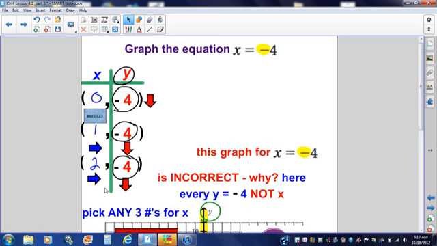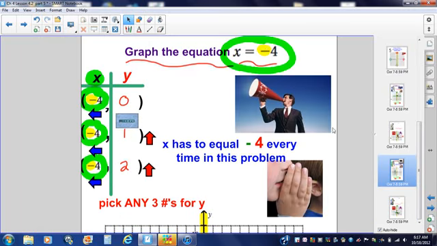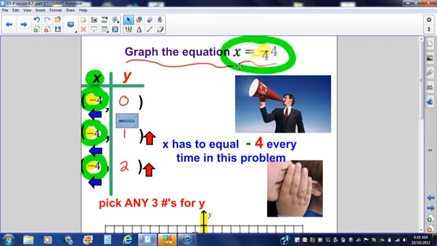If you make yourself a t-chart and you put in the numbers, for example here, every time you're going to put -4 for x. Pick your numbers for y, graph it.